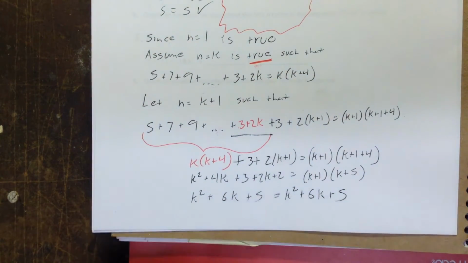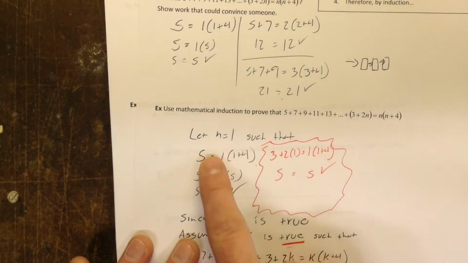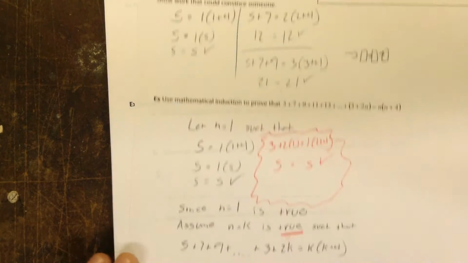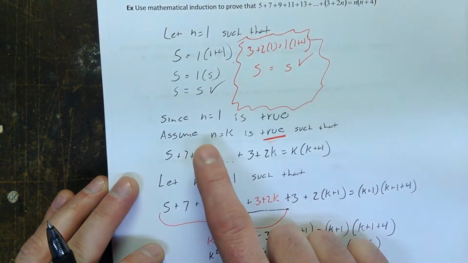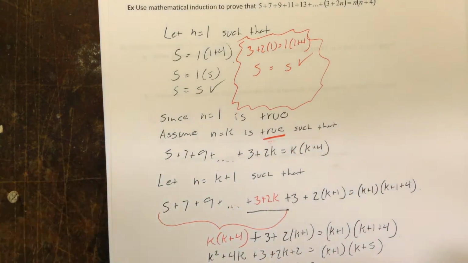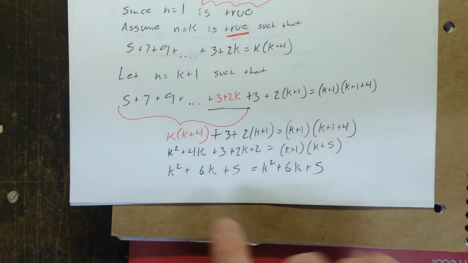Great. Left side looks like right side. We started off with our first step, making the left side look like the right side. In our second step, we assumed that the left side and the right side were equal to each other. And in our third step, we made it.